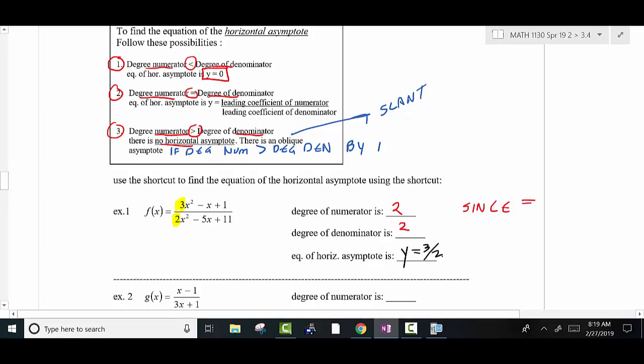What that's going to mean, if you put that in your graphing calculator, is that as x goes to infinity, the function goes to 3/2. So it'll level off at 3/2. It'll never hit 3/2, but it'll just get closer and closer to it.